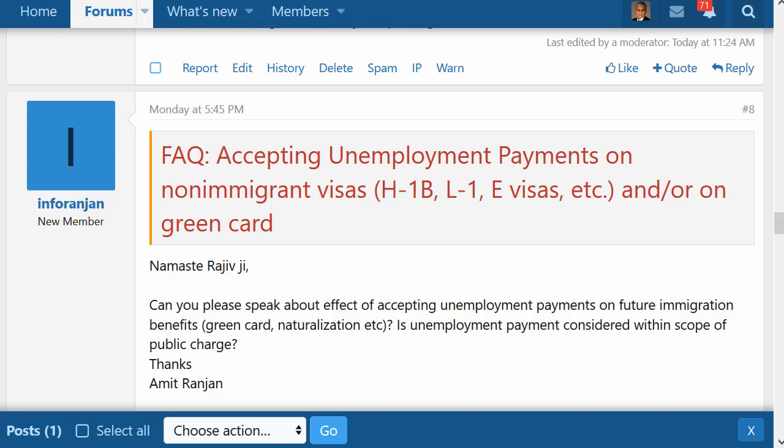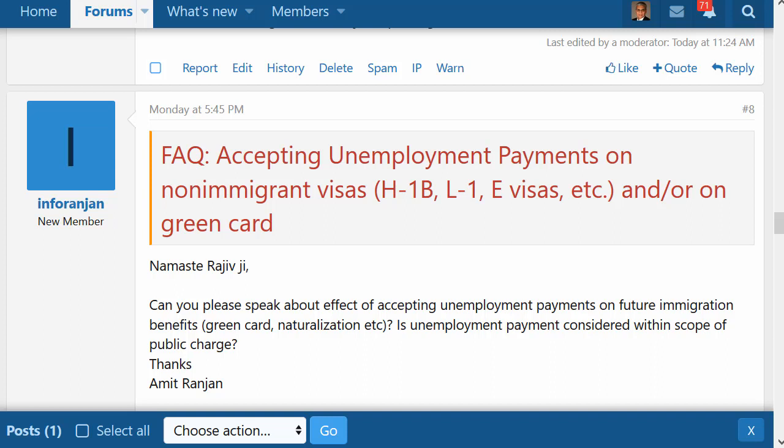Pennsylvania, go ahead, please. Hi Rajiv, if I take an unemployment benefit, is this going to be any problem during my green card situation? It will not be a problem. USCIS has expressly said that we will not take into consideration receipt of earned benefits. No problem. Okay Rajiv, thank you very much.